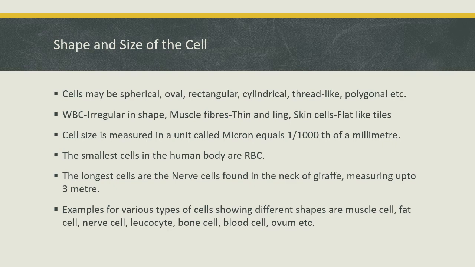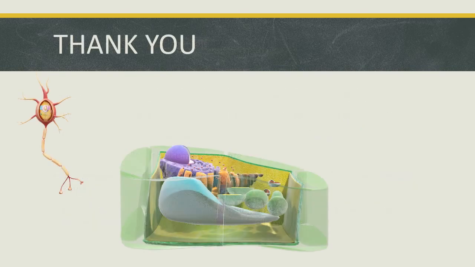The smallest cells in the human body are RBCs. The longest ones are nerve cells. And there are different types of cells having different shapes. So this is the end of the slide. We have covered only the introduction part in part 1.